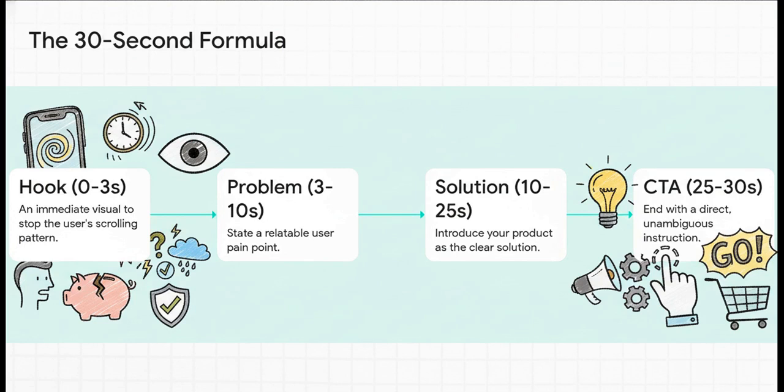That's why so many of the best ads follow this proven formula. First, you need a hook in the first 3 seconds to stop that scroll. Then, you present a problem people can relate to. Next, you show your product as the obvious solution. And finally, you give a clear, direct call to action. It's a formula built for speed.